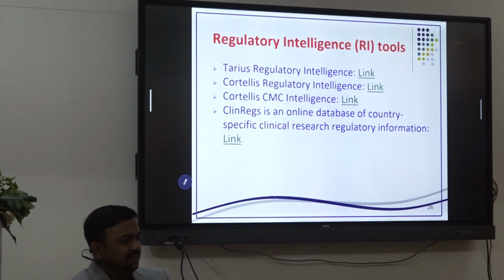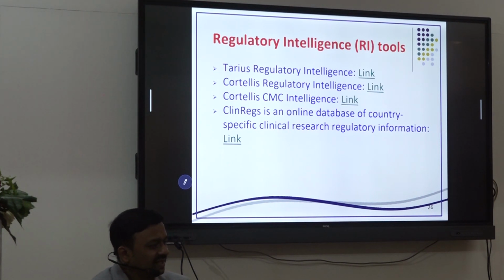Now, I have taken out a few examples of regulatory intelligence tools which are present in the market. There is the Daraius Regulatory Intelligence Database, which is a part of, I guess, IQVIA, the company who manages this. Then Cortellis Regulatory Intelligence and Cortellis CMC Intelligence. The company which I work with is Clarivate, and they manage these databases where you will get a compilation of all the regulatory requirements across the globe for preparing and submitting dossiers. Everything you'll get point wise.